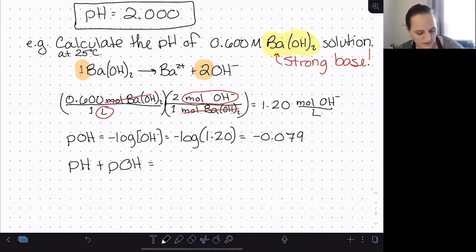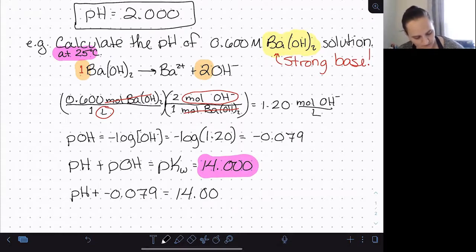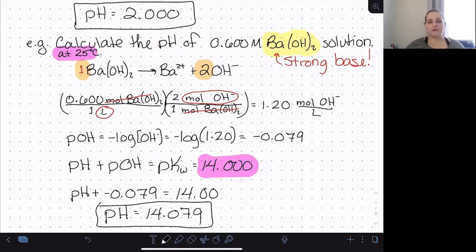And then we can use the relationship that pH plus pOH equals pKw. Since we are at 25 degrees Celsius, that means that Kw is 1 times 10 to the negative 14th, which means that pKw is 14. So I can plug in my pOH that I just solved for, which will allow me to solve for my pH of 14.079. So really similar process, kind of one extra step to get us from pOH to pH, but otherwise exactly the same as what we did for the strong acid.